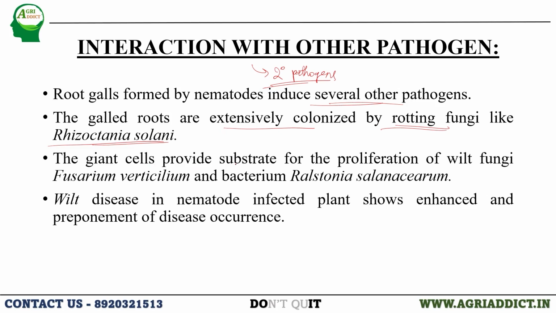The giant cells will provide the substance for the proliferation of the wilt fungi Fusarium and Verticillium, which cause cotton wilt in cotton. If the root knot nematode is present along with Fusarium or Verticillium, the severity of cotton wilt will be more when compared to the individual pathogen. And the bacterium Ralstonia solanacearum in tobacco.